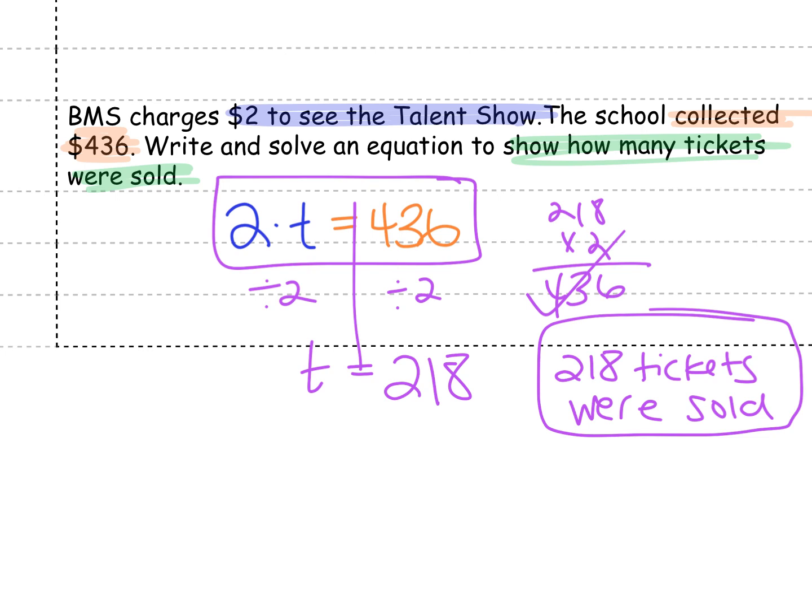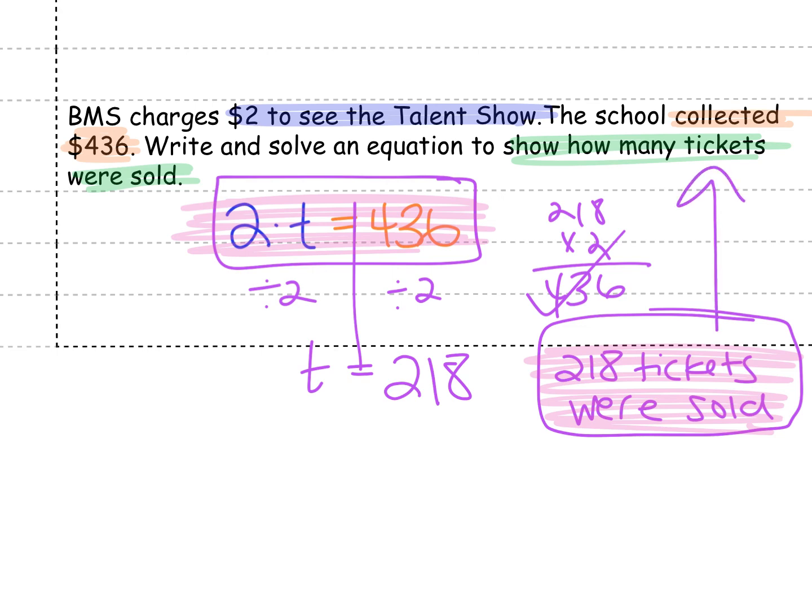So if you did this problem correctly, your equation should have been 2 times your variable equals 436. I used the letter T for the tickets. 2 times the number of tickets sold was equal to $436. I solved by dividing, and I got 218 tickets were sold. Remember, your answer needs to match what your question is asking. How many tickets were sold? 218 tickets. Making sure we have the correct label is just as important as the correct answer.